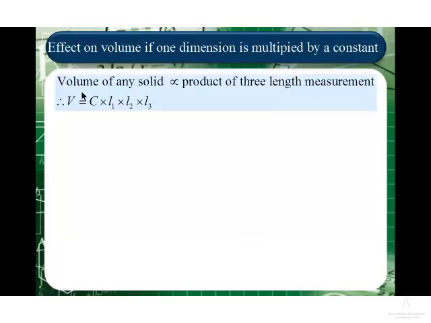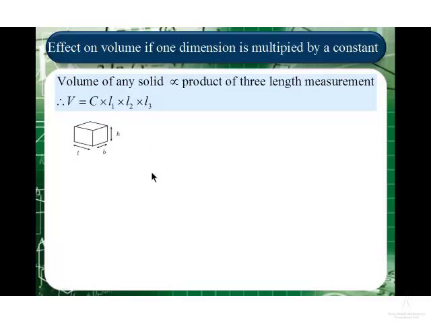Next, we look at the effect on volume if one dimension is multiplied by a constant. In general, the volume of any solid will be directly proportional to the product of three independent length measurements. That is to say, volume can be written as a constant times the product of the three independent length measurements, denoted here by L1, L2 and L3 respectively.